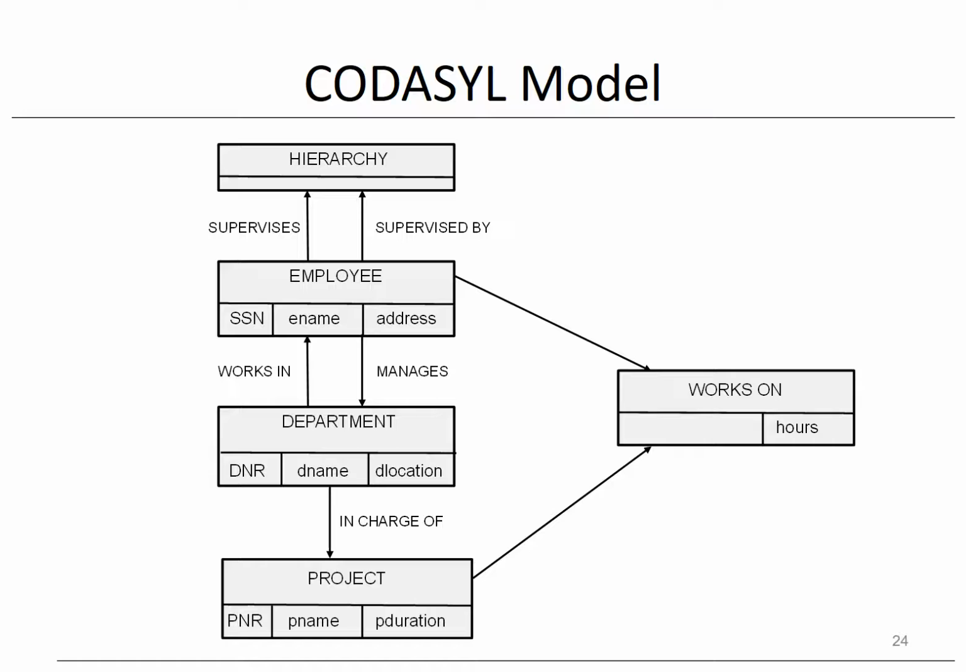This figure shows the Codasyl implementation of our HR administration example. The works on dummy record type models the N-to-M relationship type between employee and project. The hierarchy dummy record type implements a recursive relationship type modeling the supervision relationships between employees. The set type supervises models which colleagues an employee supervises. The set type supervised by represents the supervisor of an employee.